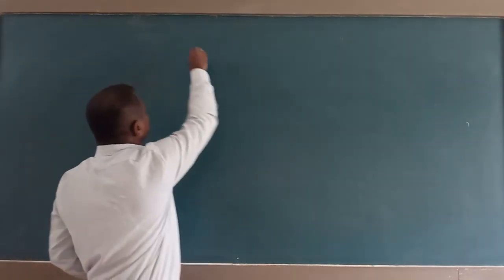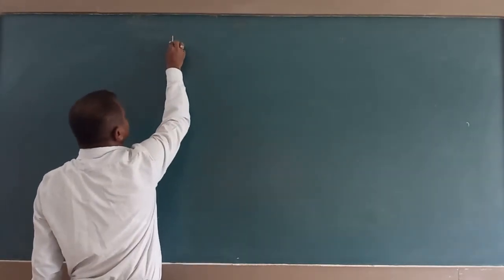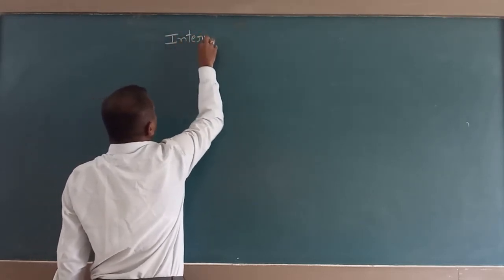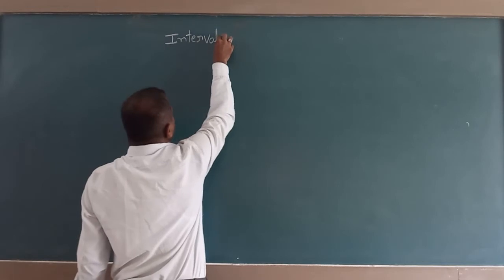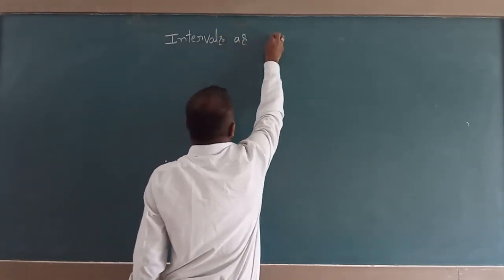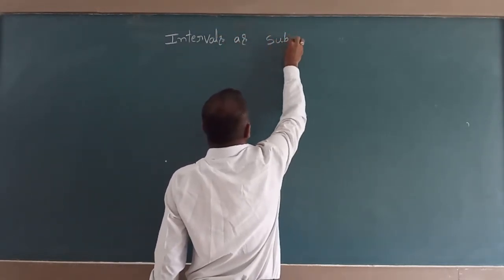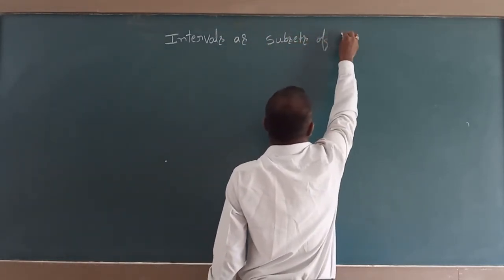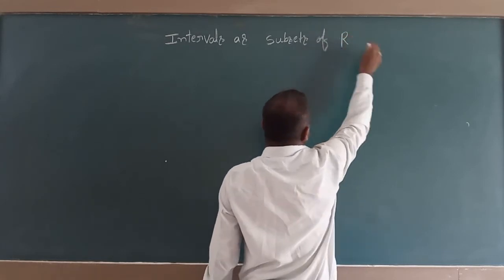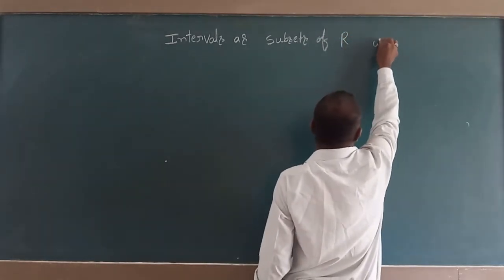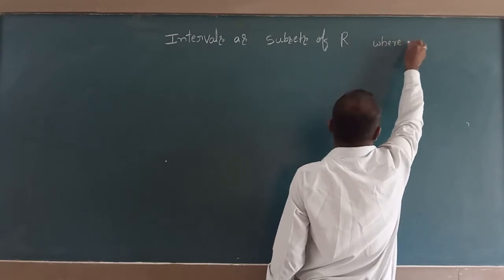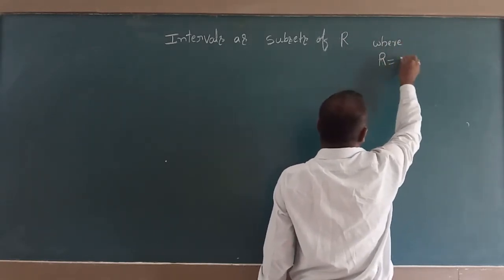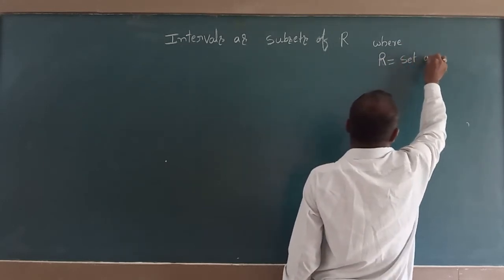Intervals as subsets of real numbers. Intervals as subsets of capital R. R means the set of all real numbers, where R is equal to the set of all real numbers.